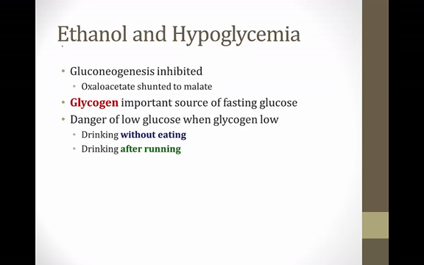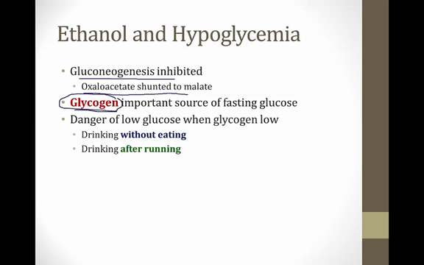So let's talk in a little bit more detail about heavy consumption of ethanol and hypoglycemia. As we just discussed, when you consume lots of alcohol, gluconeogenesis becomes inhibited. This is because oxaloacetate is shunted to malate in the setting of high NADH. This means that glycogen becomes very important because gluconeogenesis is not working. If you want to maintain a normal fasting blood sugar level, you need your glycogen in order to do that.